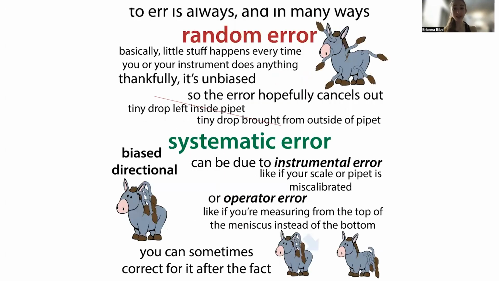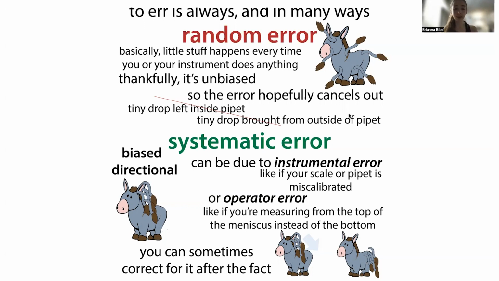And you can get deceived by having errors come into play with your measurements. This can be because of your instrument error, or it can be because of you doing something, so the operator error. Basically, there are going to be little errors that happen every time that you take a measurement. In some cases, these errors are going to be random.